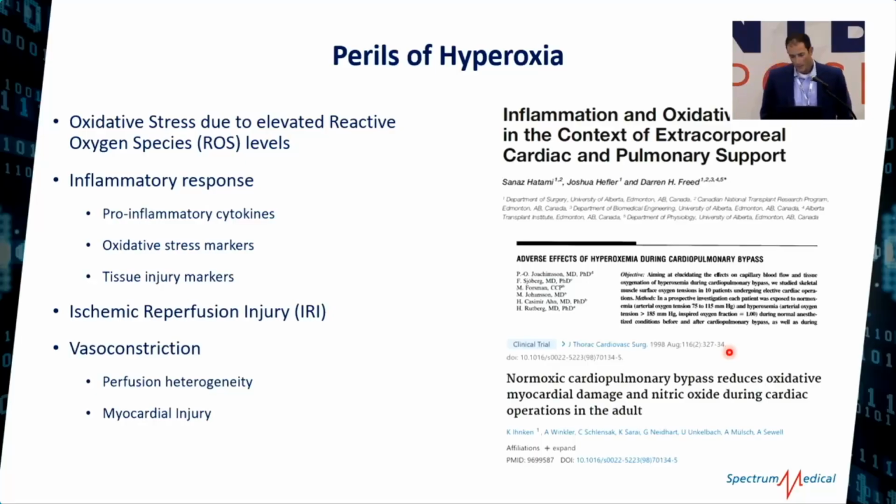And so inflammation and oxidative stress in the context of extracorporeal and cardiopulmonary support is an issue, and there are some studies showing that normoxic cardiopulmonary bypass reduces oxidative myocardial damage and nitric oxide during operations in adult surgery. So I think you're going to see more and more people looking to see how you can make small improvements in postoperative morbidity, and giving less oxygen is going to be one of those strategies.